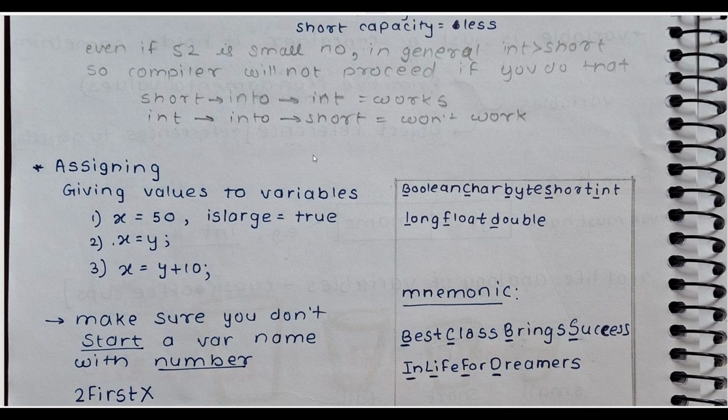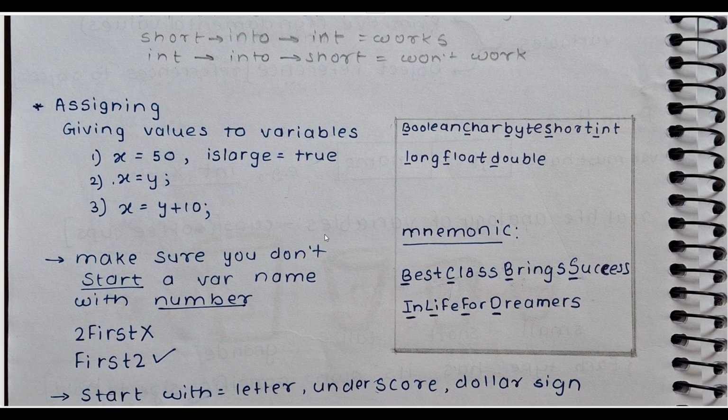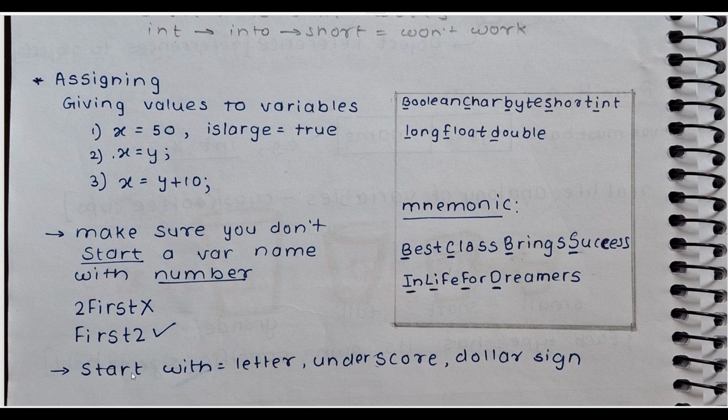Now naming the variables is also important. You cannot start the name of a variable with a number, like 2first. You can't name a variable 2first because it is starting with a number. But first2 is okay. A number at the end is okay. A number in the middle is okay. A variable name must start with a letter, an underscore, or a dollar sign.